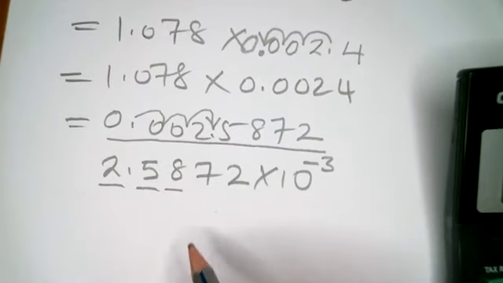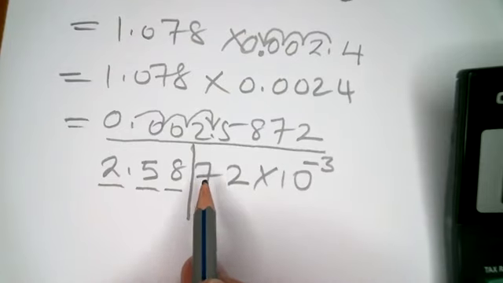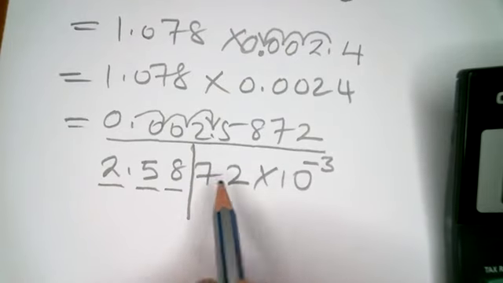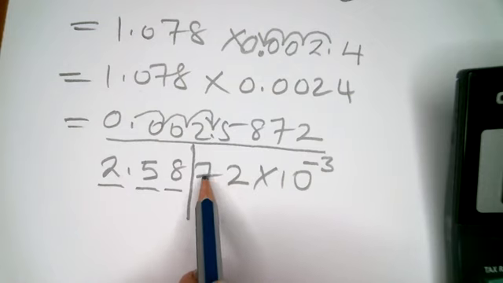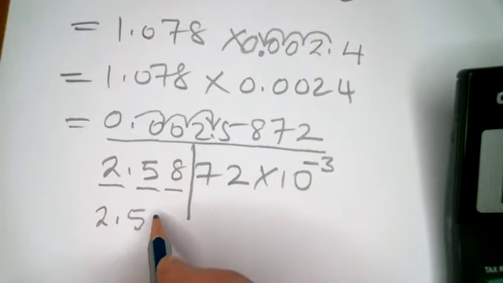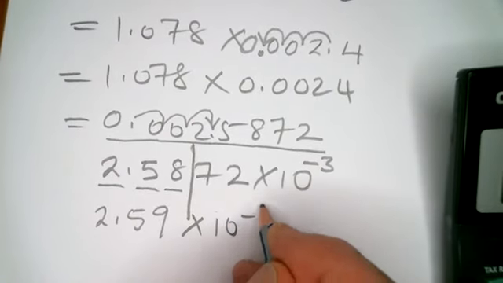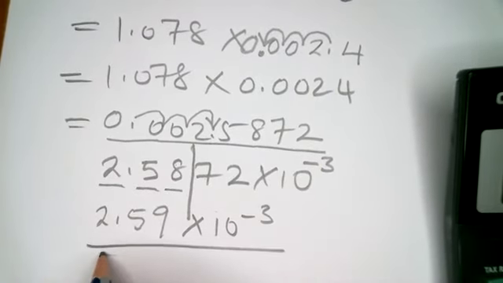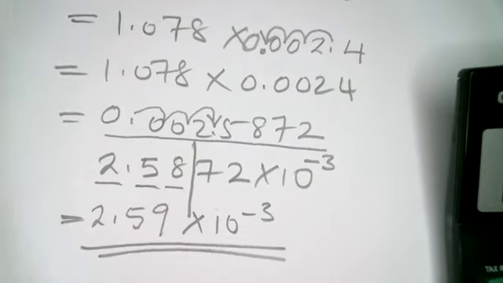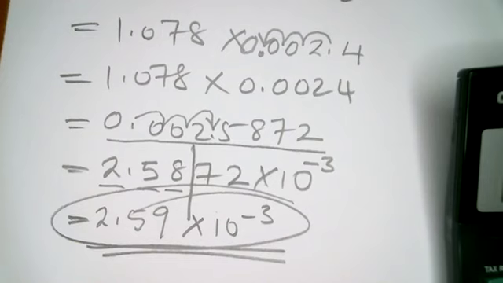Now, we could just cut it off there, but we always look to the next figure and ask the question, is it 5 or more? Well, it is, it's 7 or more. So I have to bump up the next figure by 1. So this is now 2.58 plus 1 makes 9. And the rest we ignore, and we'll simply say times 10 to the minus 3. And there is my solution. I'll put an equal here as well, but that's the answer which we're after.